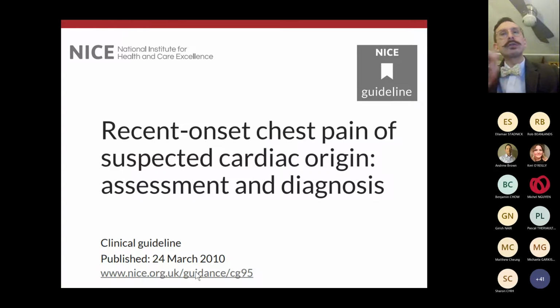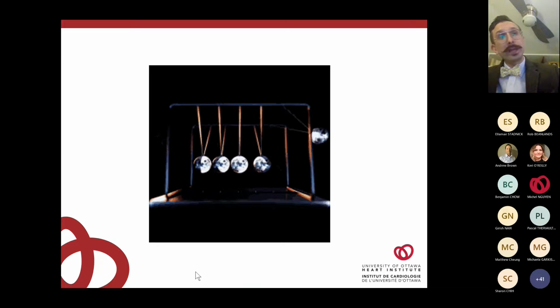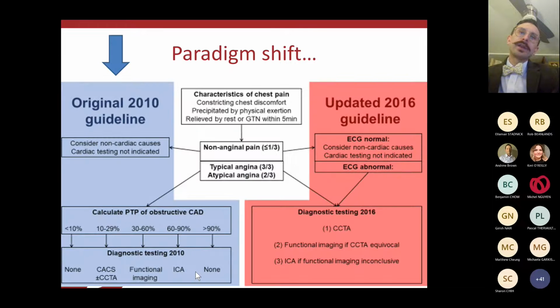And on that note, we'll now transition to the new and improved NICE guidelines, which came out in 2016. And these were actually a major momentum shift. In 2010, the original NICE guidelines recommended that the choice of investigation be determined by the pretest probability. The document then recommended that patients with a pretest probability of less than 10% should actually not undergo cardiac investigation.